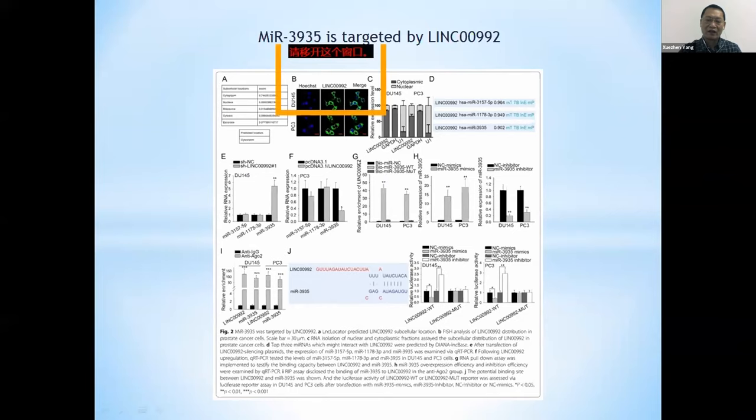And here, picture G, they did RNA pull down to detect and prove that the two genes were binding together. Here we can see this bar and this bar are much higher than others. So it proved that these two genes were binding together.